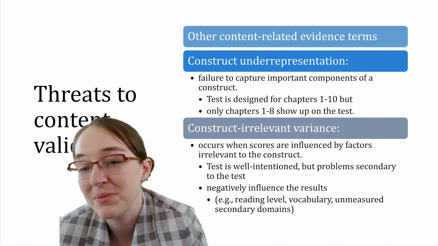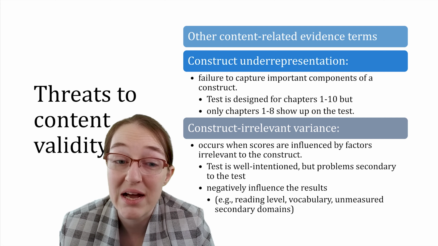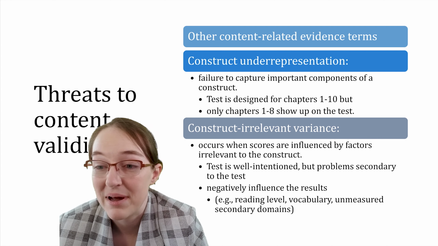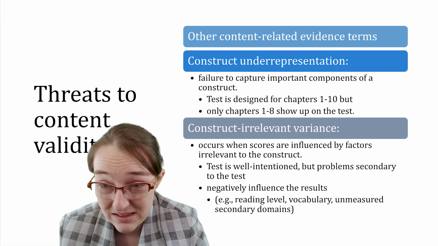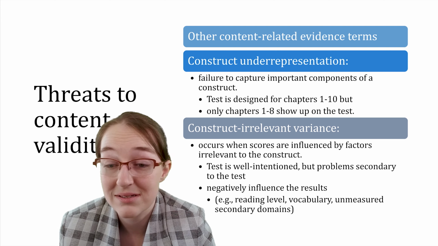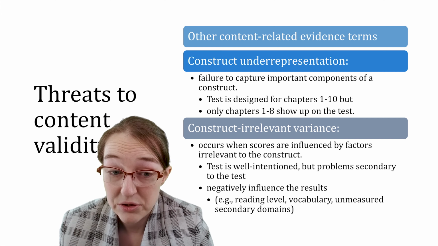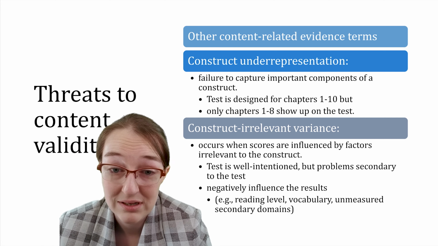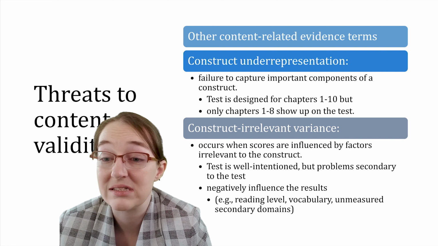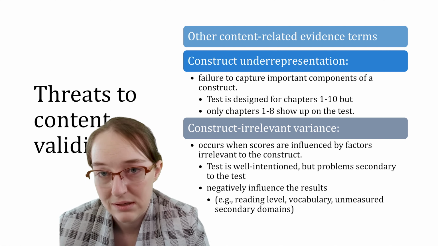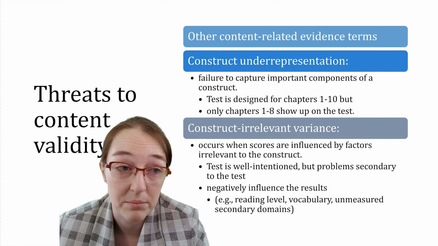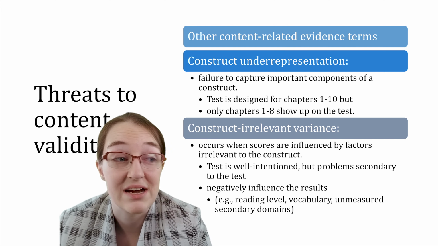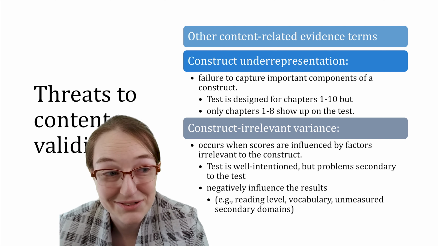But anyway, here are two main sources of content invalidity. First, if items reflecting domain elements of your construct are omitted from the test outline, that's going to perpetuate through the rest of your assessment. So the construct is going to be underrepresented. In plain English, this is the failure to capture important components of a construct. For example, if a test is designed to cover chapters 1 through 10, but only chapters 1 through 8 show up on the test, that is construct underrepresentation.